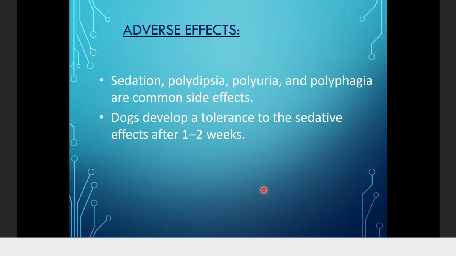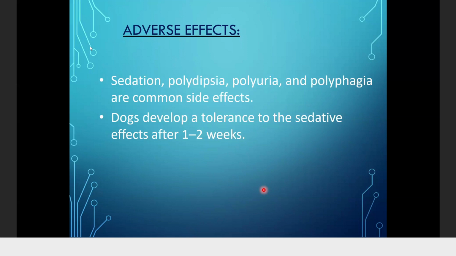So the adverse effects of this drug: sedation, but they will overcome the sedative effect within 1 or 2 weeks. They'll be okay already. They will develop tolerance to the sedative effect after 1 or 2 weeks. So at the first time, they feel slightly sedated. The animal will be quiet. So you can explain this to the clients. Tell them that this is the effect, but after 1 or 2 weeks, it will just fade away.